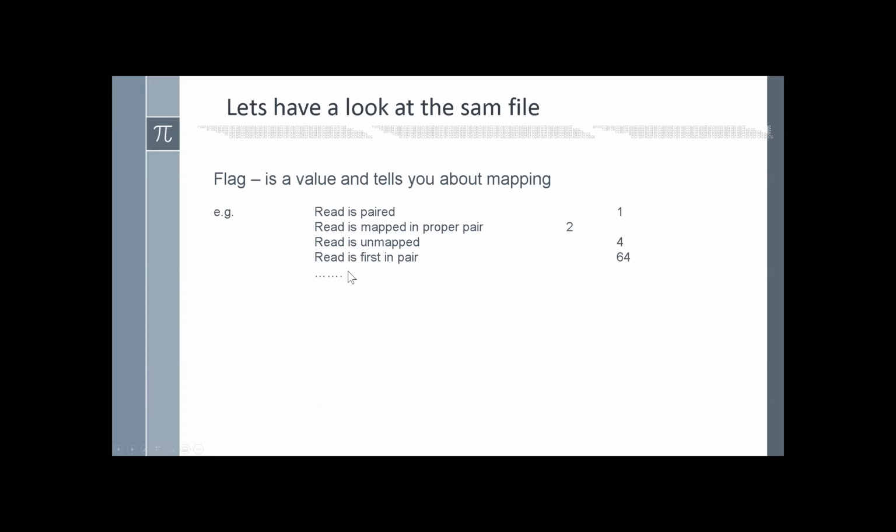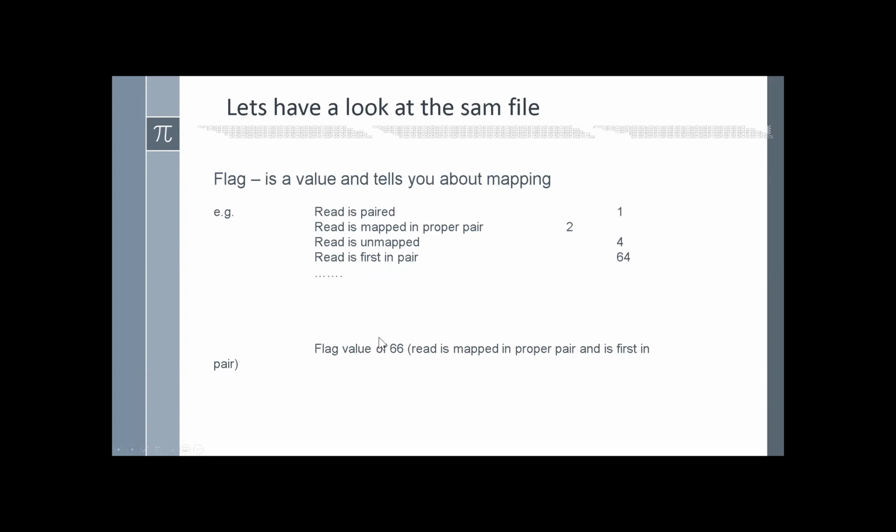So the flag value tells you about its mapping properties. And again, these are a bunch of things that can either be true or false. The read can either be paired or unpaired. The read can either be mapped in a proper pair or not mapped in a proper pair. The read can be either mapped or not mapped. The read can either be the first in the pair or not the first in the pair, and so on and so on.